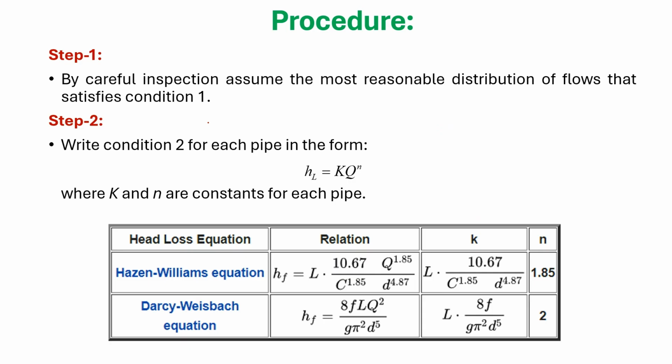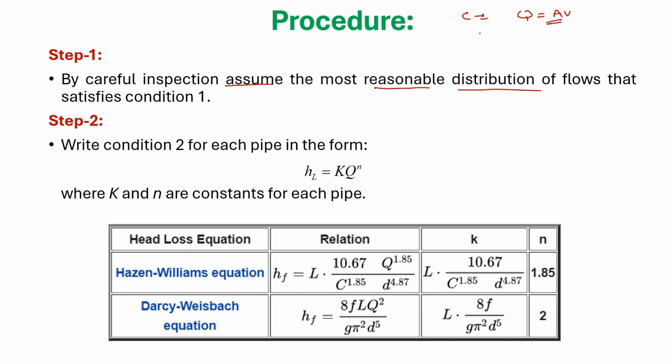Moving on with the procedure, we have five different steps to follow in the Hardy cross method. The first and most important step is to assume a most reasonable distribution of flows that satisfies condition one. There are three conditions basically. Condition one is Q equals AV. It means that our pipe network system will follow the equation of continuity, meaning at a joint, the incoming and outgoing discharge must be the same.